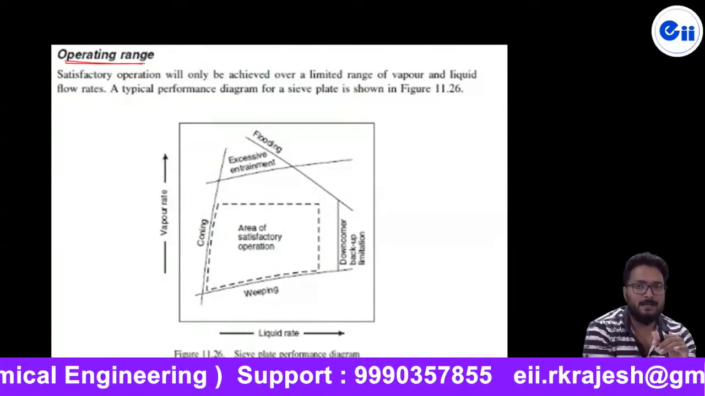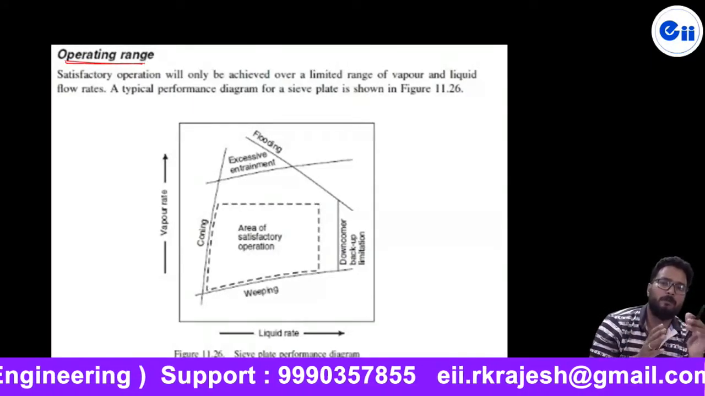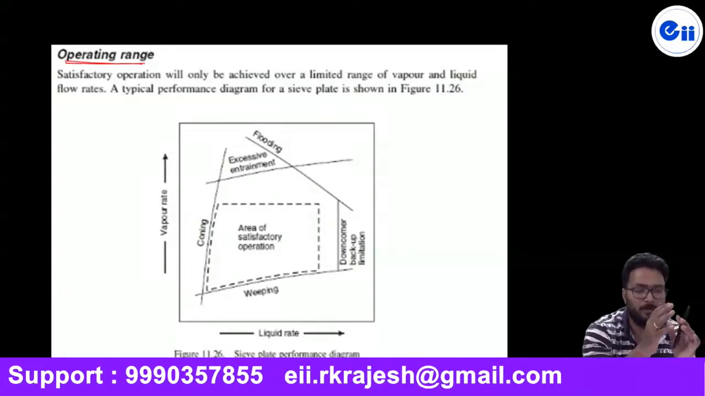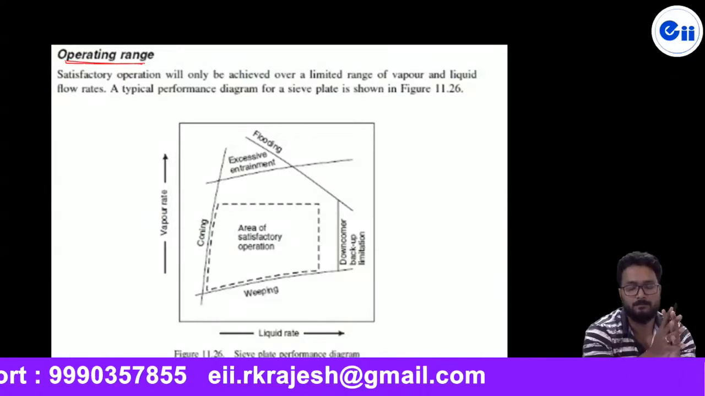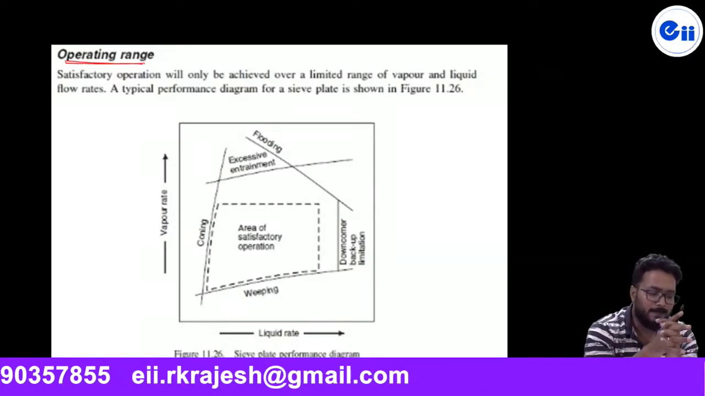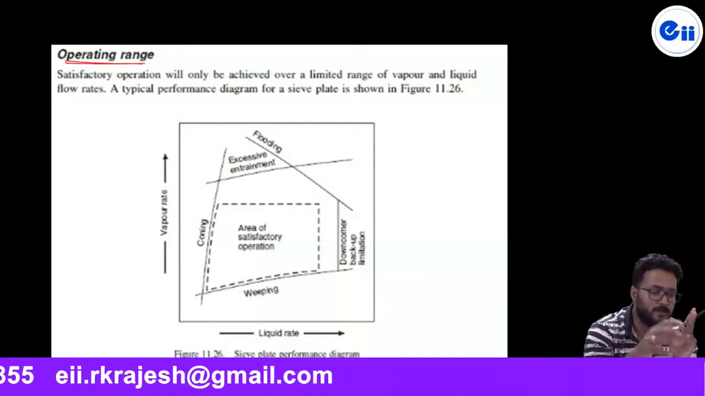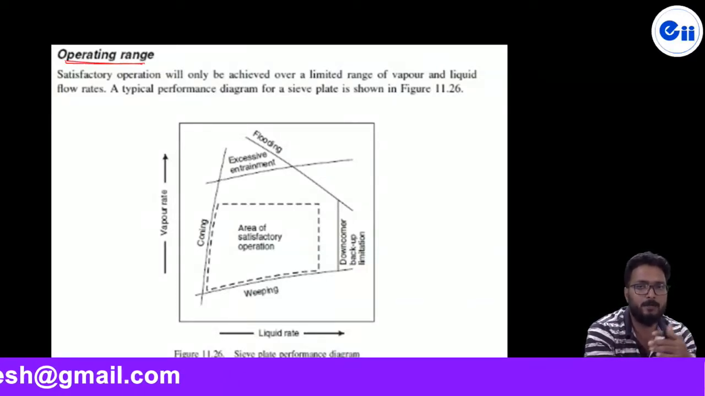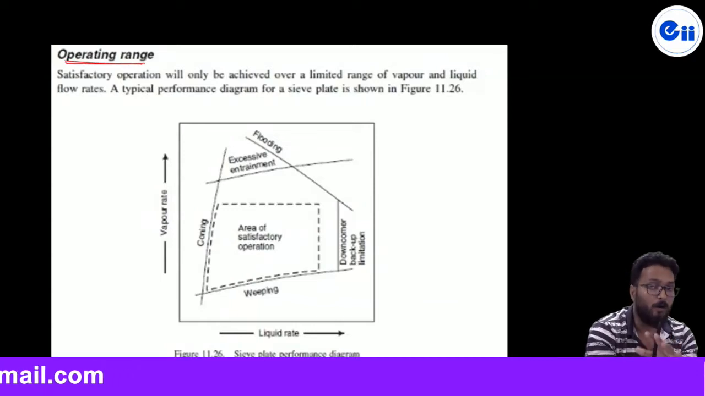So the main thing is that the liquid and vapor flow rate should not be very high and should not be very low. It means the range in which we are going to operate our column is very limited, and that is what I am going to discuss here. One is called the operating range, meaning the range in which the liquid and vapor flow rates can be operated in a column.